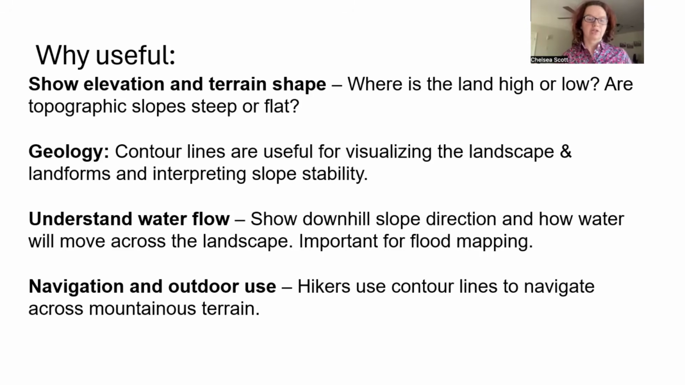We can also use contour lines to understand how water will flow across a landscape. Since contour lines indicate nicely that downslope direction, they show how water will move across the landscape, and this is important for flood hazard and for mapping floods. And probably the most common use of contour maps is in navigation and for outdoor use, where hikers can use contour lines to navigate across mountainous terrain. For example, they use those maps to figure out where they are on the map and the best way to get to where they would like to go.